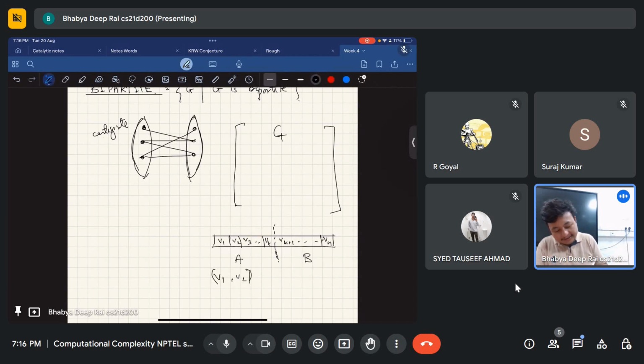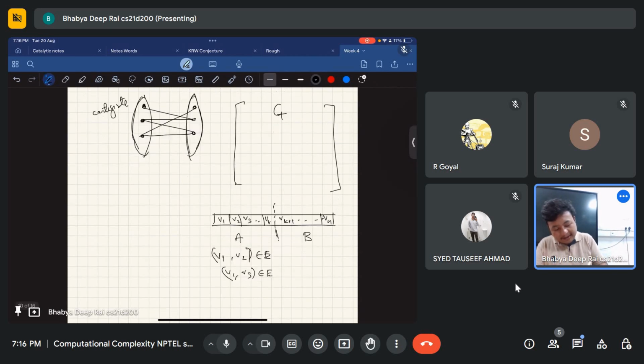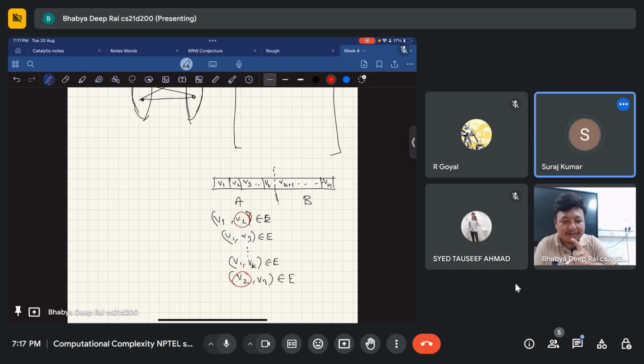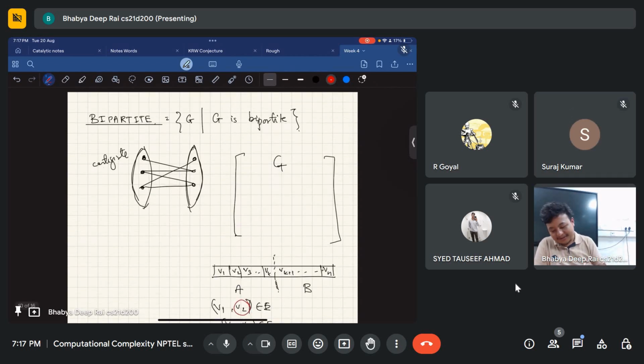I check whether v1 and v3 is an edge or not, and so on and so forth, v1 and vk. And then I check whether v2 and v3 there's an edge or not. But now v2 is getting read twice. This is the problem. I need to read the certificate only once. Is that clear? Yes. Right. But good attempt.